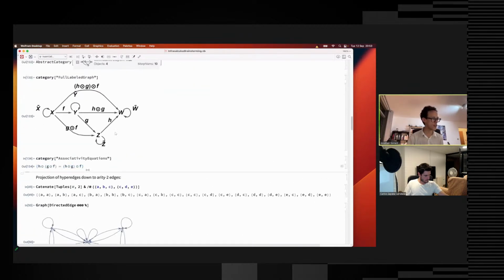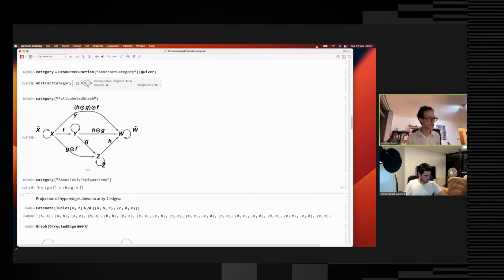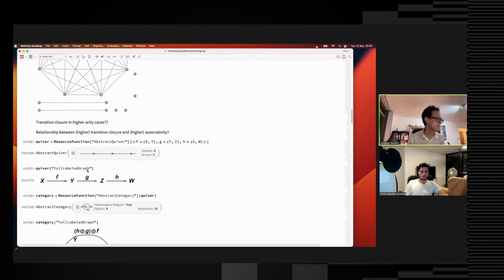So associativity of morphism composition follows directly from the statement that the transitive closure is unique. The property of associativity in algebraic structures is deeply connected to this operation of taking transitive closures in graphs. My suspicion, although Carlos is the expert, is that whatever the hypergraph analog of transitive closure will be is deeply related to the higher-arity versions of associativity that Carlos and other people have been studying. Is that a fair characterization?